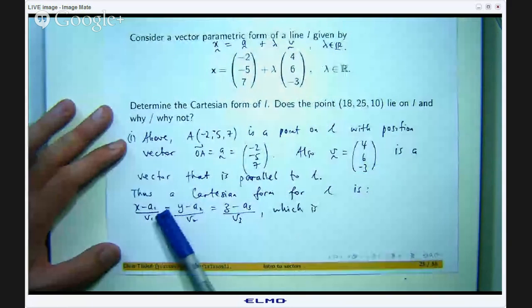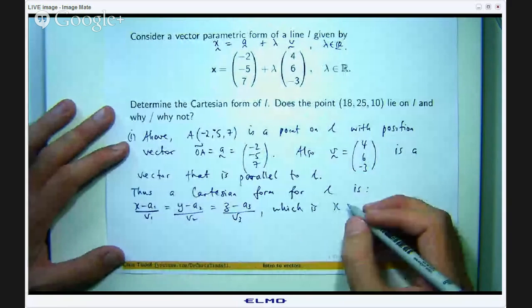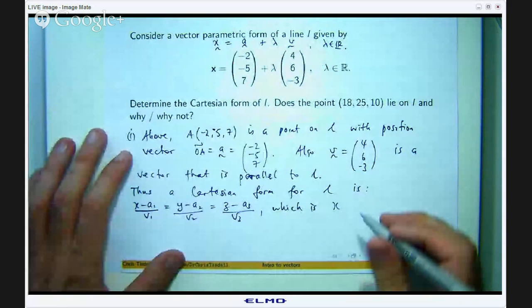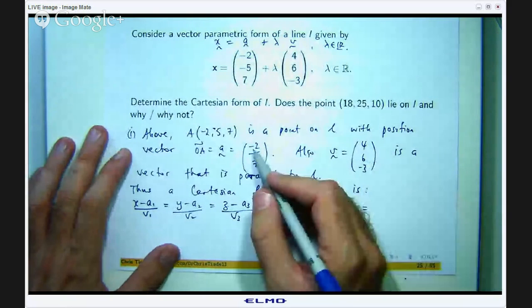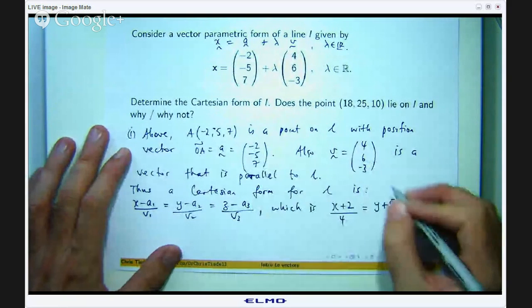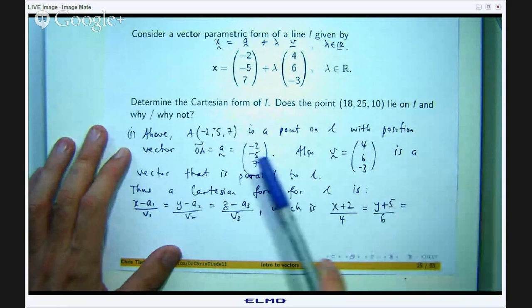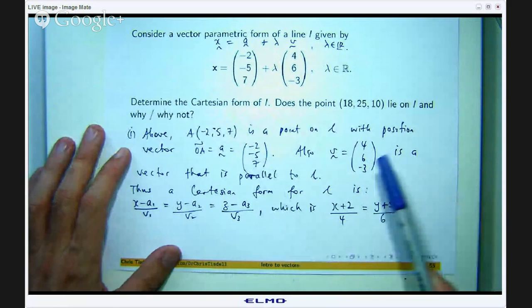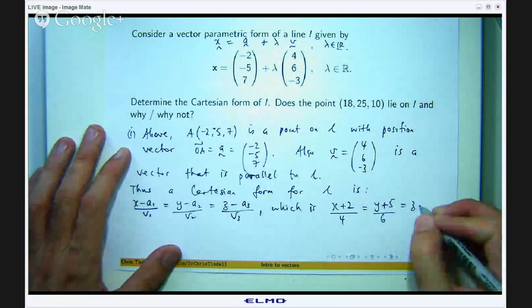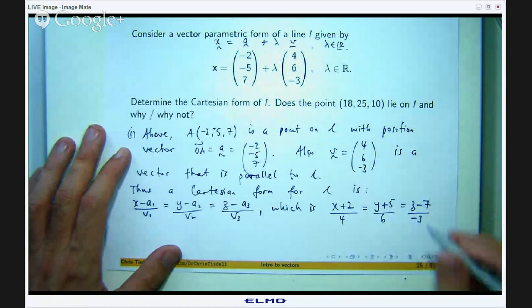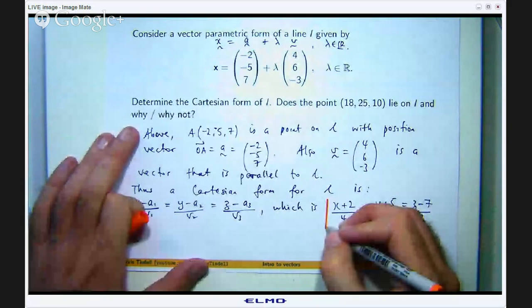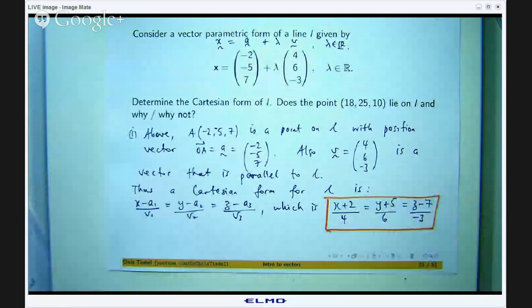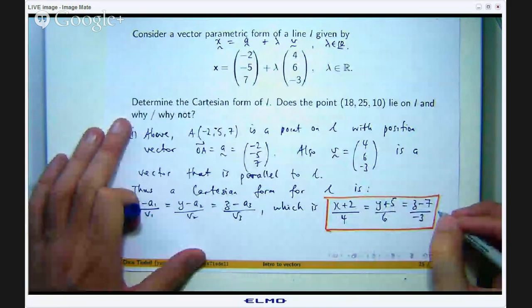Okay, so if we write that down, x minus minus 2, which is x plus 2, all over 4. Y minus minus 5, y plus 5, all over 6. And z minus 7 all over negative 3. Okay, I know my z's and 3's look alike. That's just the way I do them. So let's put some bright colors around that answer, and that's the first part.